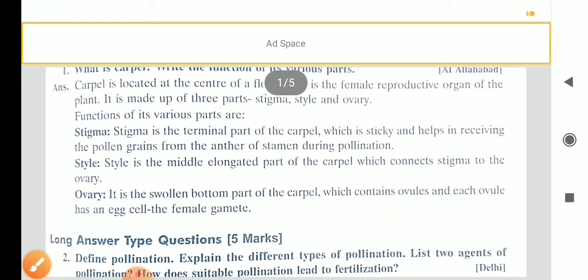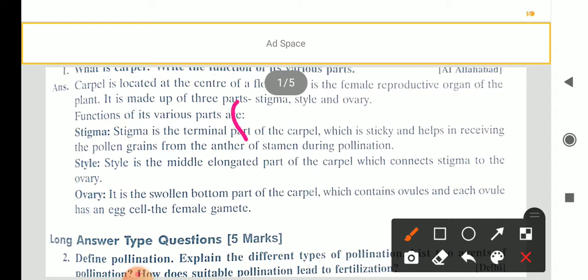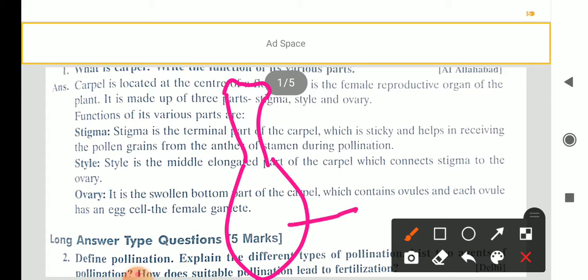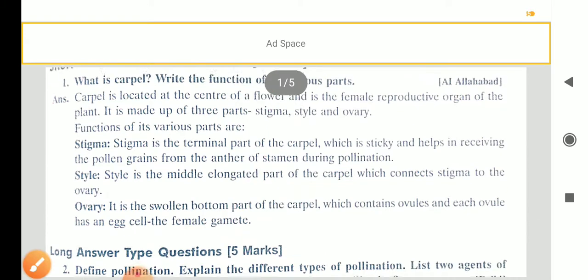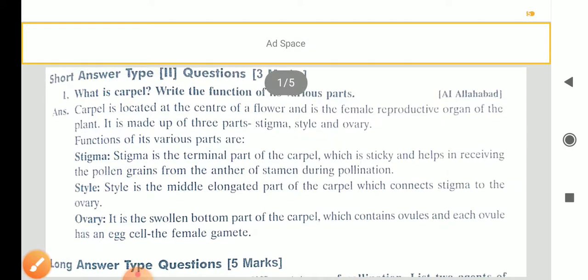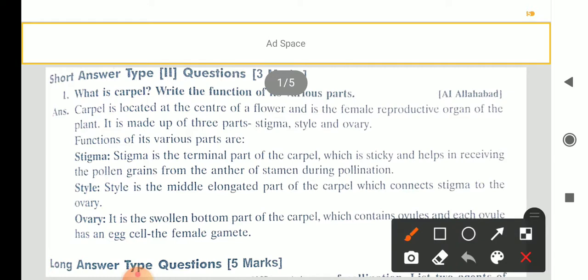And the last part is the ovary. One minute, I can draw it once again. This swollen part is called ovary. This is the lowermost swollen part, and inside it ovules are there. Ovules are arranged inside, and inside each ovule, there is one egg cell that is called the female gamete, right? This is the question, and you have to write the answer as it is given here. Here it is also given how you will write, the correct method to write the answer. So it should be like this.